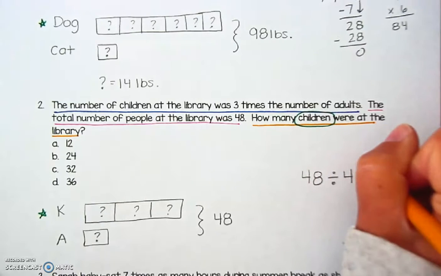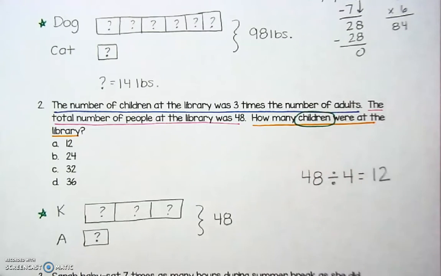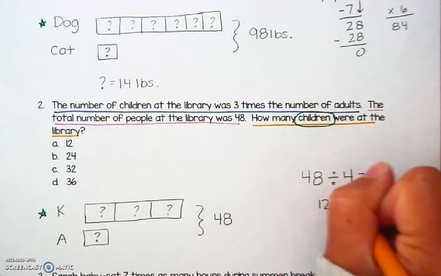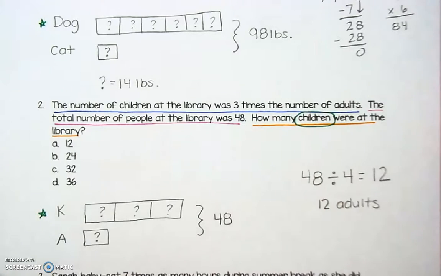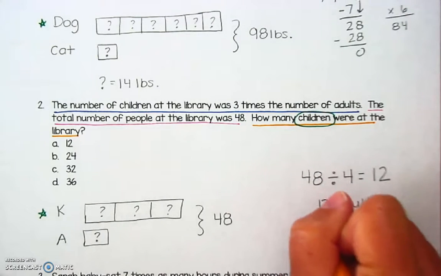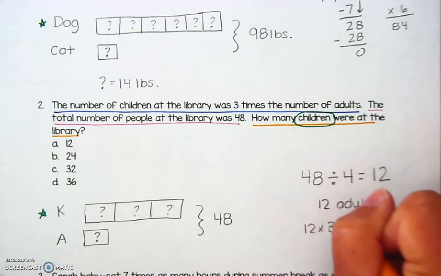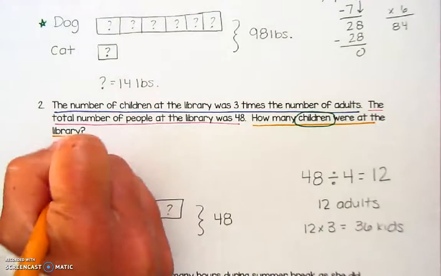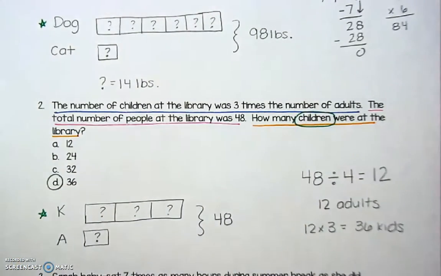I know 48 divided by 4 is 12. That's a basic fact. So that means my mystery number is 12 adults. But again, I want to know the number of children, so I need to do 12 times 3, or 36 kids. And that is one of our answer choices. There were 36 children at the library.